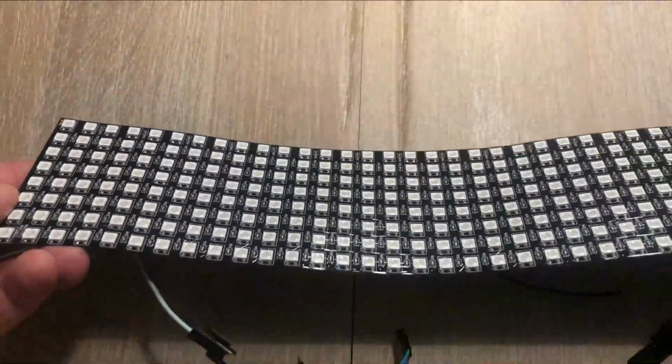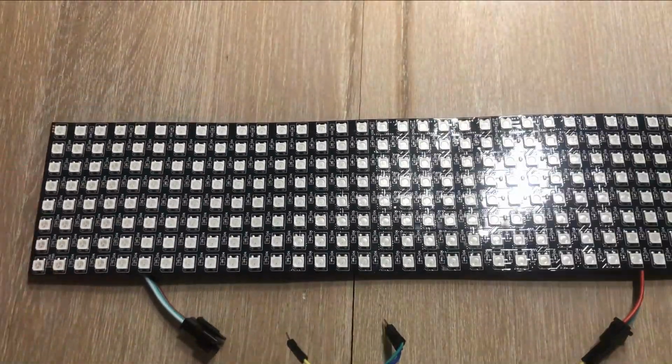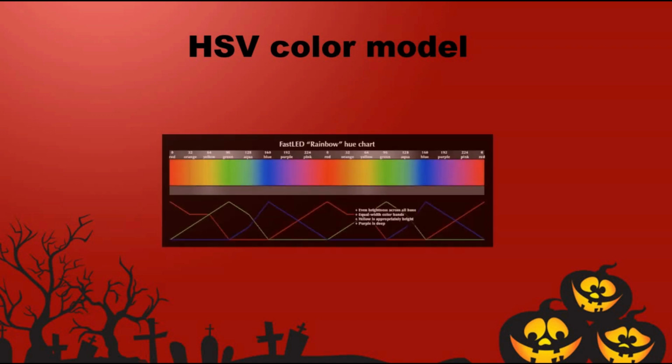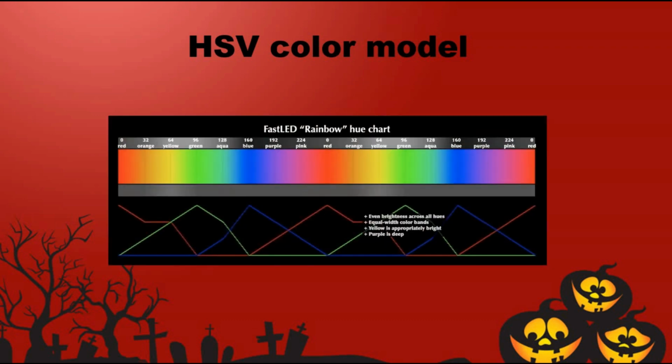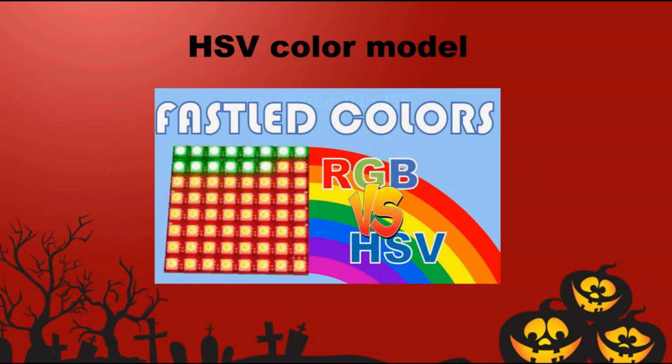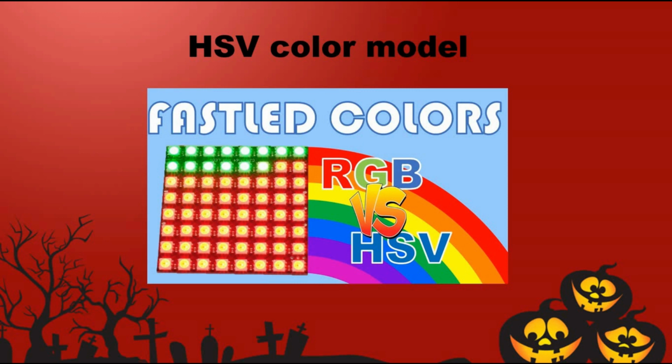So here is the LED matrix I'm planning to use for this project. To illuminate the matrix with various colors, I will be using an HSV color scheme. Colors are represented by numbers ranging from 0 to 255. If you're not familiar with this concept, I have a dedicated video on selecting colors in LED projects. Feel free to check it out.